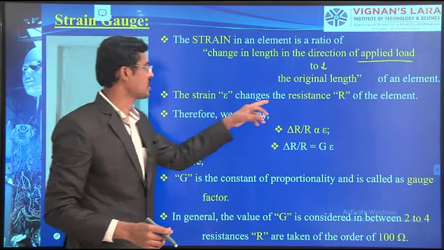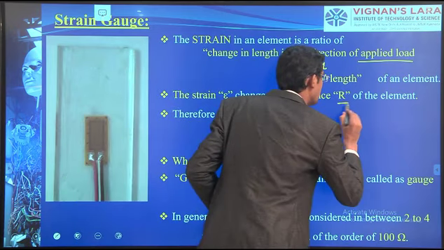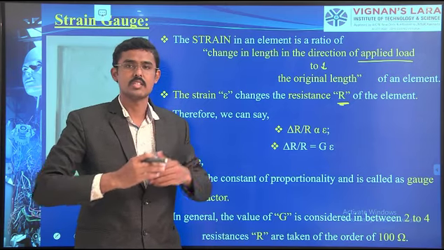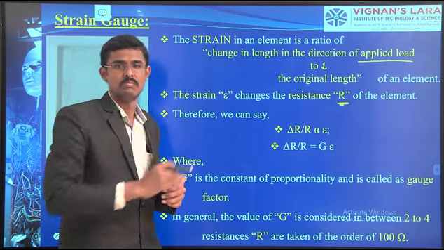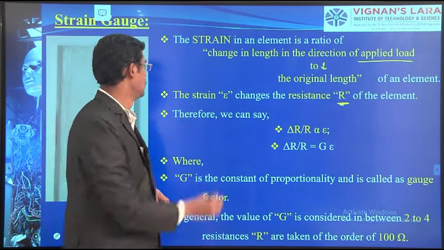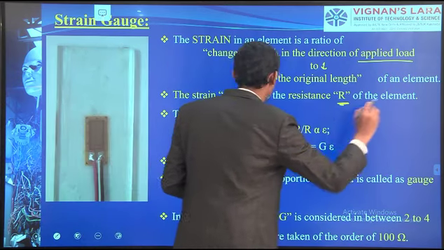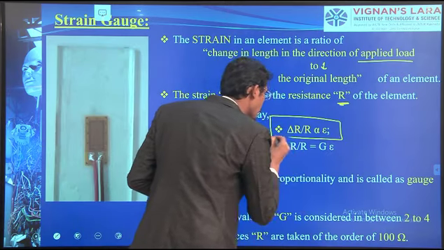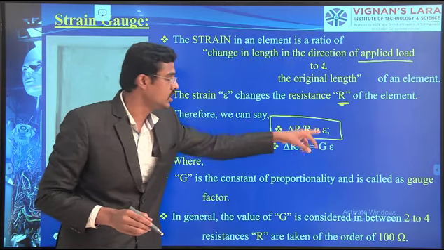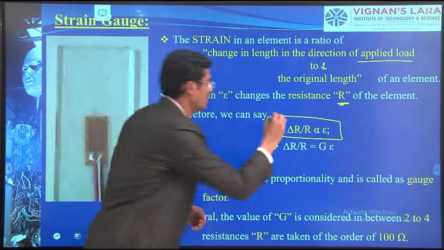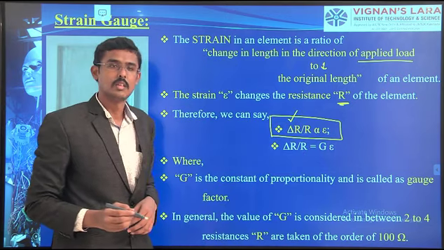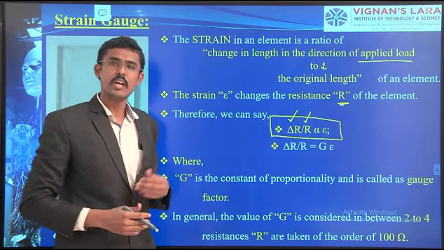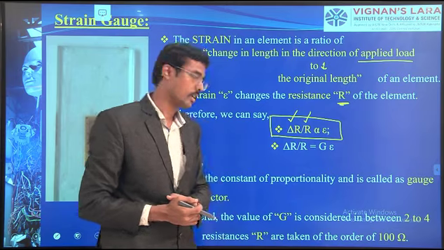Therefore, the strain changes the resistance R of the element. We know each element, each object has its own resistance. Those resistances are known. From there, how much it is changed. The strain changes the resistance R of the element. Therefore, we can tell the change in resistance by the original resistance is directly proportional to the strain value. This is the change in resistance by the original resistance, which is already known. Therefore, the value that comes out is directly proportional to the strain.